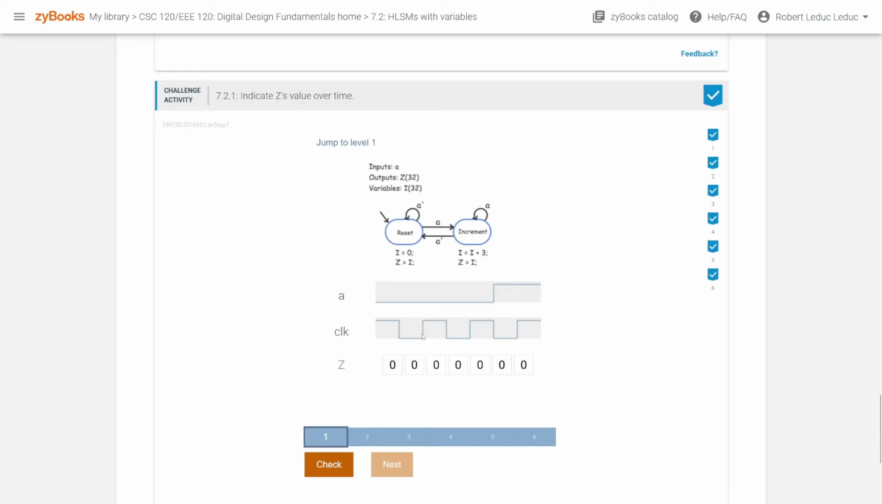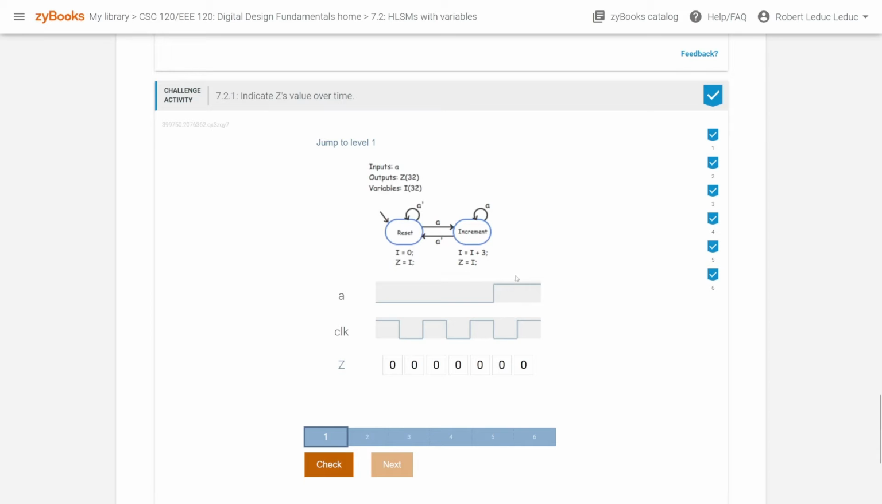When we have the first rising edge of the clock, we see that the value of input A is 0. And according to the diagram, when A is 0 or false, we will continue to cycle back to the reset state. So since the value of Z in the reset state is 0, we're going to continue to have a 0 value for Z all the way until the rising edge of our last clock cycle here.